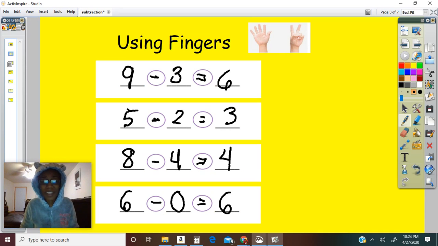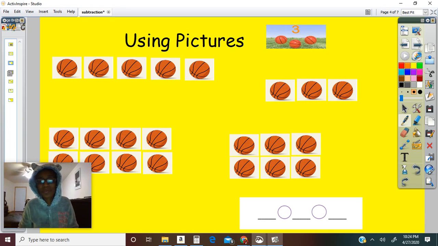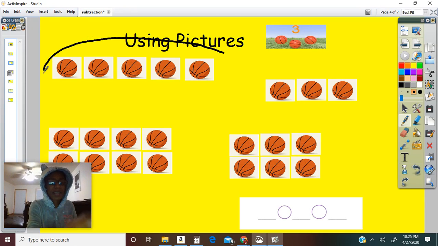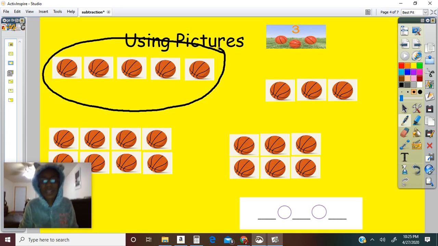Great job using our fingers. The next one's pretty cool. We're going to talk about using pictures or objects to count. Here's our first one. How many pictures do we have in our top box? Let's count. 1, 2, 3, 4, 5.